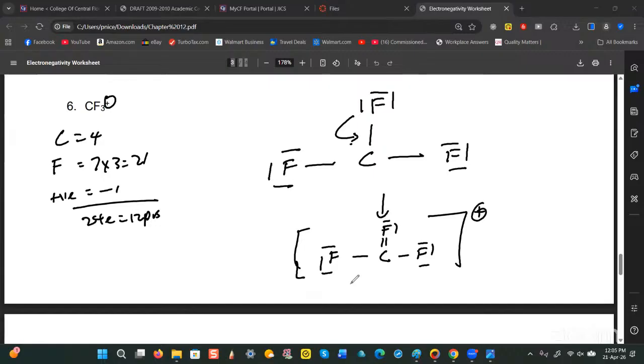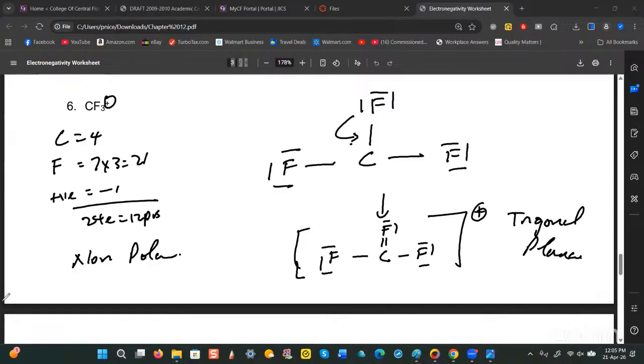Now that we have the Lewis structure, we need the geometry. In this case, we have a central atom bonded to 3 other atoms. So which one of these? Trigonal planar? Exactly. So, trigonal planar. Okay, and what would be the polarity? Non-polar, exactly. And that's it. Okay, very good.